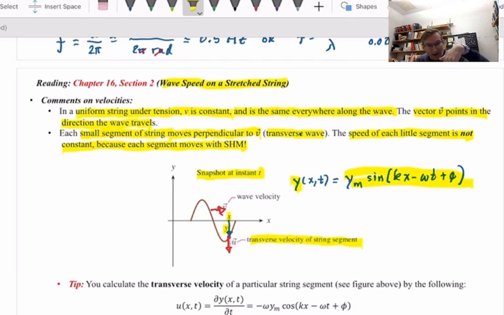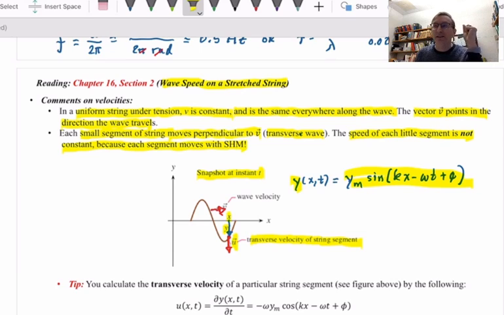So we're going to call this the transverse velocity of a string segment. Transverse because it's in y, not along x. And we have a completely different symbol. Not v. It has nothing to do with v. It's u arrow. That's the symbol we're going to use for the transverse velocity of a string segment. That's what I meant when I said there are two velocities to keep track of.